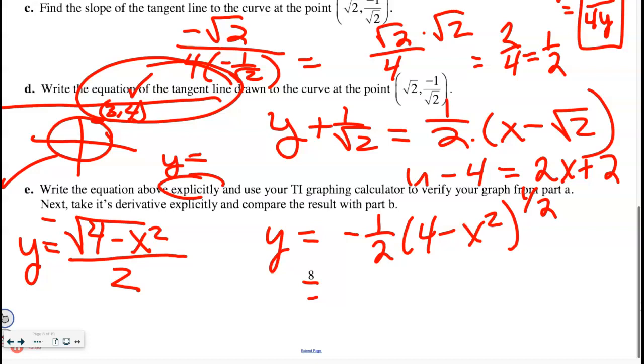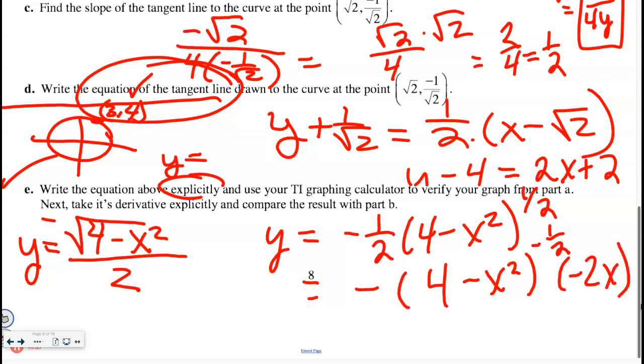Alright, so back to this one. I'm going to bring the 1/2 up front. I'm going to knock the power down 1. Nice and easy. And I'm not going to forget the derivative of the guts, but it's with respect to x, and it is x. So I'm very safe and ought to and should and will write -2x. Technically dx, but we don't need to do that.